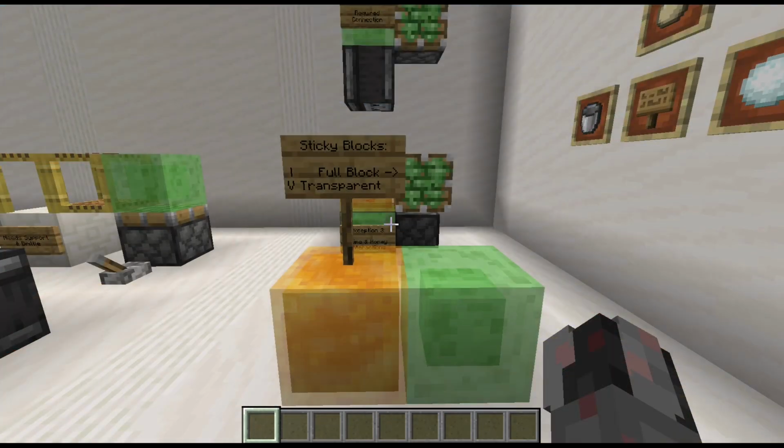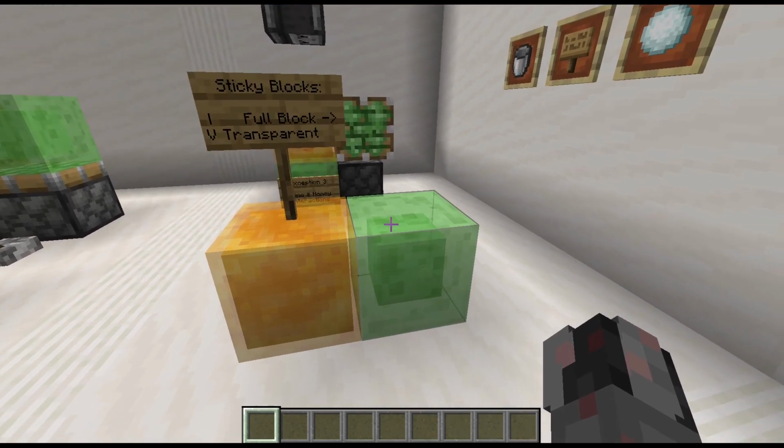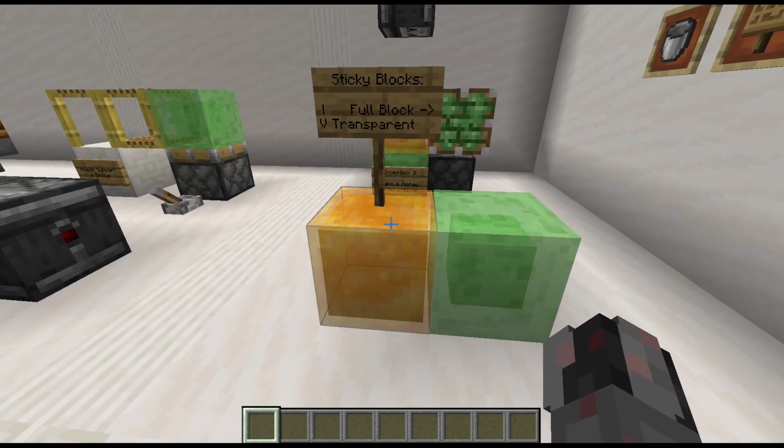Now, the last type of blocks you might want to be able to exchange are the sticky blocks, so slime and honey blocks. The main difference when it comes to those two in the Java edition is that the slime block is a full block and the honey block is a transparent block.